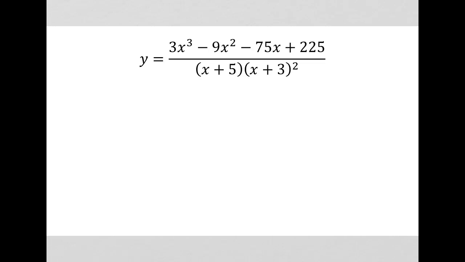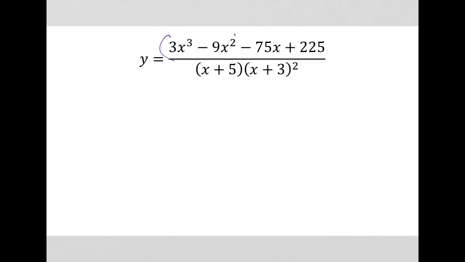So let's look at this problem now. It looks scary, but all we need to do is factor the numerator. And so we're going to get 3x cubed minus 9x squared minus 75x plus 225. If you notice that we have 4 terms here, we are going to use factoring by grouping.